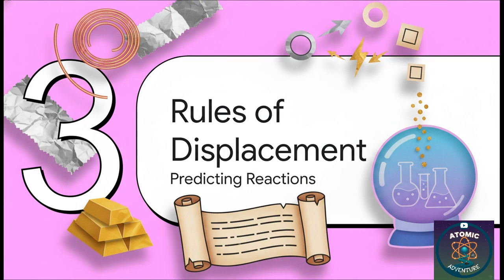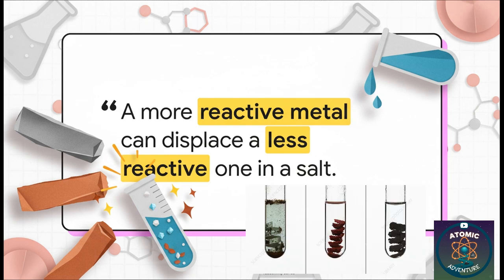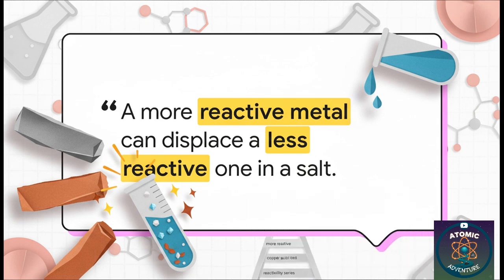Okay, you get the series now, so let's do something really cool with it. We're going to use it to predict the future. We're talking about displacement reactions, and this is where you can use the series to figure out what's going to happen before you even mix anything together. This right here is the number one rule you have got to remember. A more reactive metal can literally push out or displace a less reactive metal from its compound. Think of it like a stronger player swapping themselves into the game and telling the weaker player to go sit on the bench. Let's see it happen.